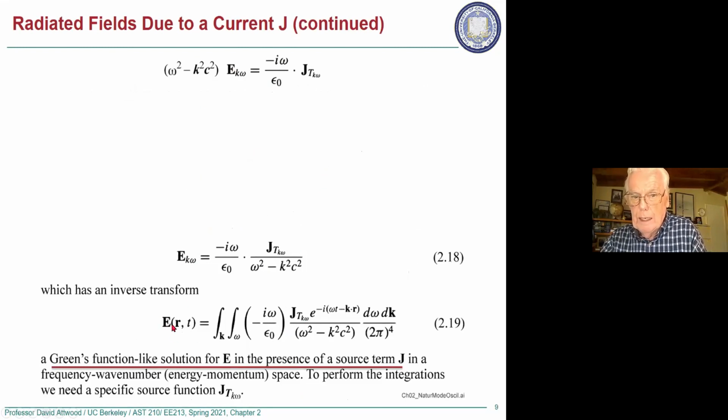And now we have a solution for the electric field generated by some arbitrary current density in k omega space. And the T just means transverse. That came out of the transverse wave equation. This, you may recall, looks like a Green's function. And in fact, it is a Green's function. And it's allowing you to solve some mathematical equation in terms of an arbitrary source. So we're solving the wave equation for an electric field in terms of an arbitrary source. So that's called a Green's function.